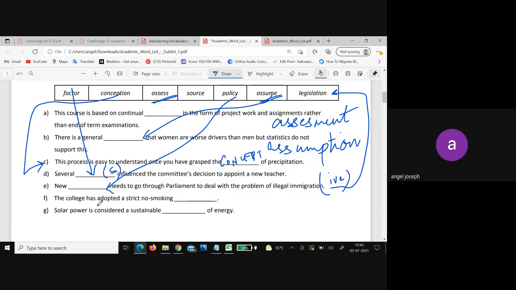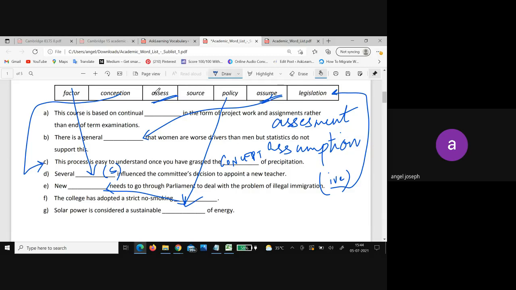Okay. The college has adopted a strict no smoking policy. Policy. We'll put policy not here, but we'll put it here. So I'll actually rub this so that nobody is getting confused. So policy comes here. Okay. Next is option G.